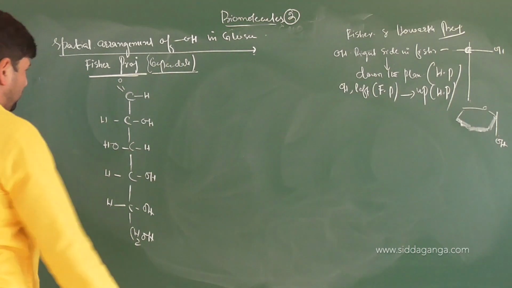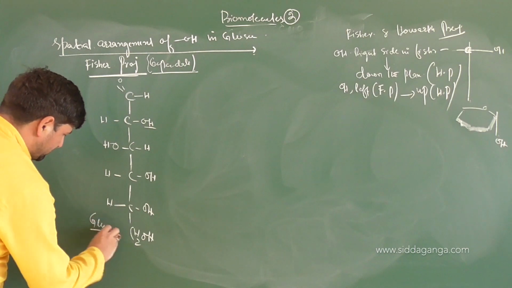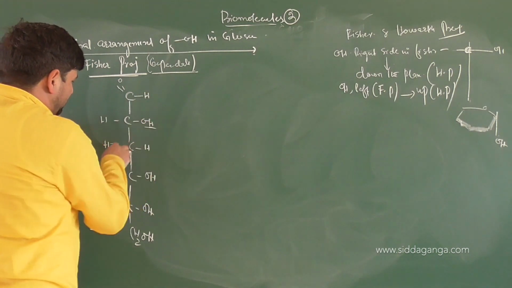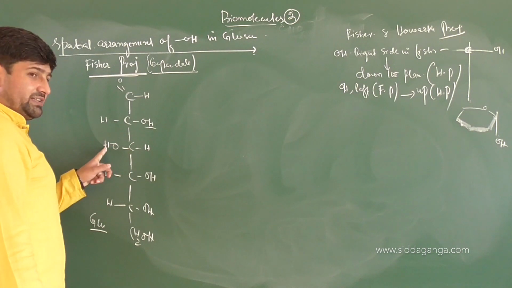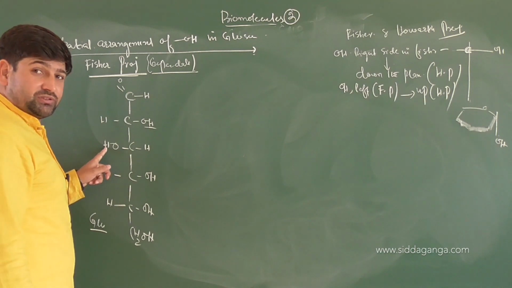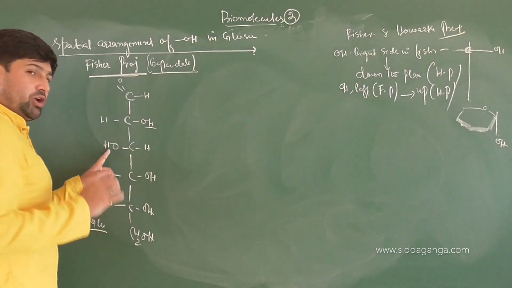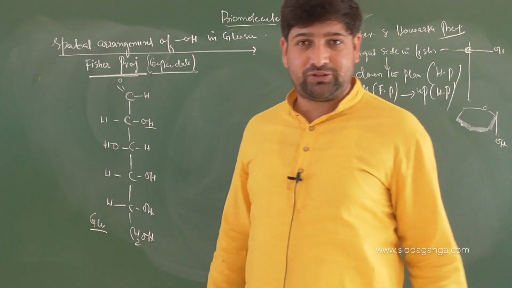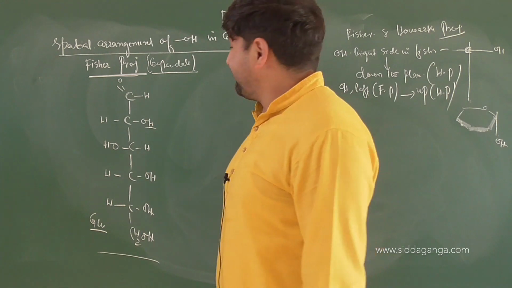So children, according to the Fischer projection, you can see that in glucose, the OH at position number 2 is on the right, the third one is on the left, and the rest are all on the right. So only the third OH is on which side? Left side. In glucose. If you draw a ring structure of this, there will be only one OH group in glucose which will be upwards, the rest all will be downwards. Clear?